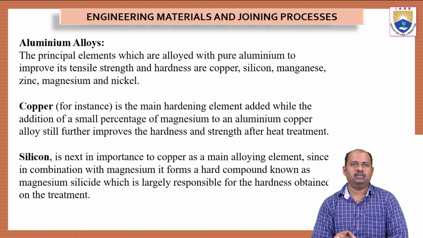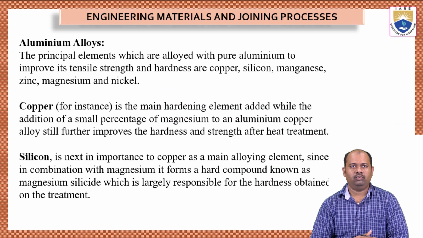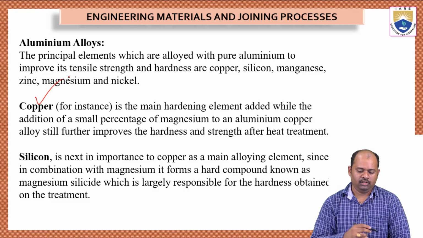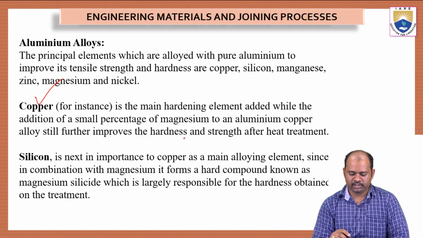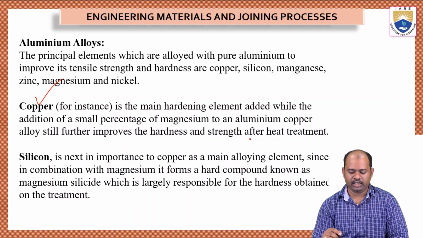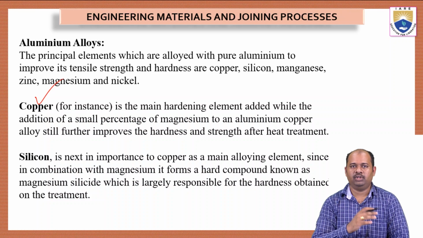After this, we are going to see what the different aluminum alloys are. When aluminum is combined with different metals, it shows different properties. When copper is added, along with the addition of a small percentage of magnesium to aluminum and copper, it further improves the hardness and strength. So when copper is added to aluminum, it shows a very high strength and hardness compared to pure aluminum.